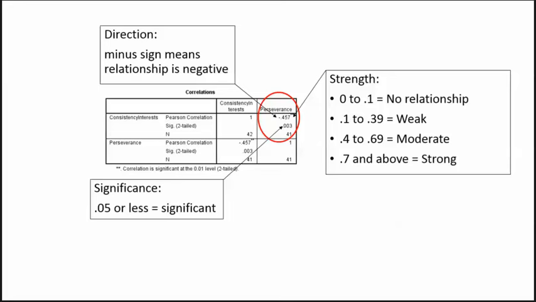To determine the significance, we'll look at the number in the Sig two-tailed line. If it's less than 0.05, it's significant. In this case, the significance level is 0.003, so it is significant.